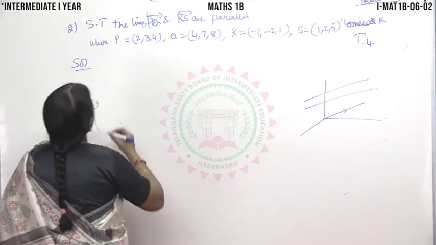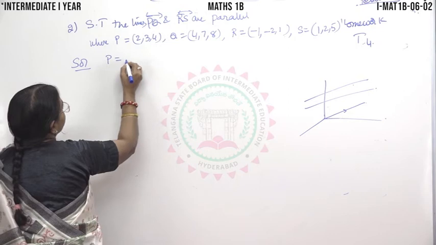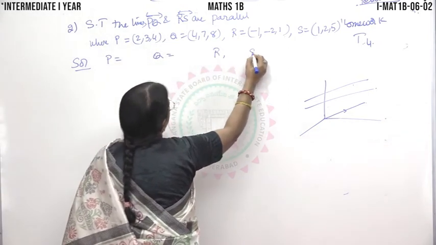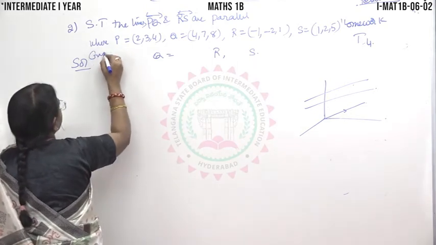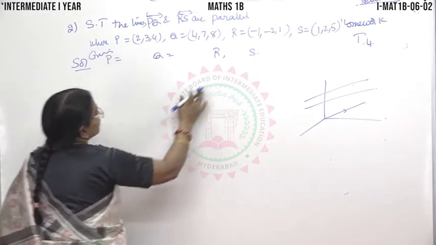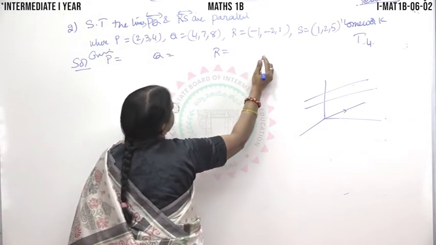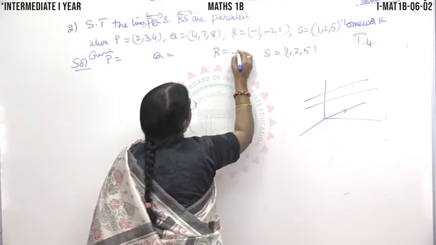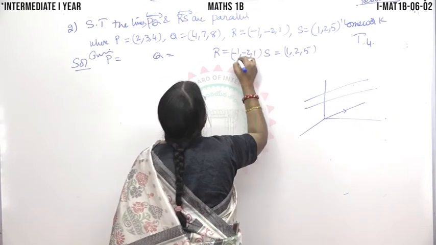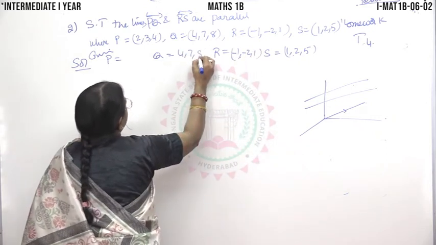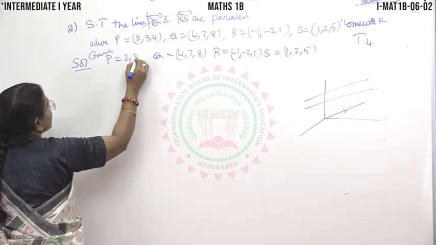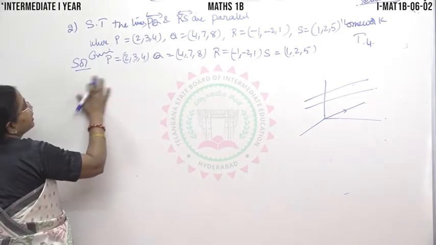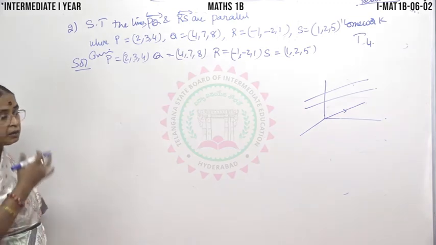So you write the points P, Q, R and S as given. You write all the points: R is equal to (-1, -2, 1), S is equal to (1, 2, 5), Q is (4, 7, 8), and P is (2, 3, 4). Okay, now we'll find the direction cosines of this line PQ.